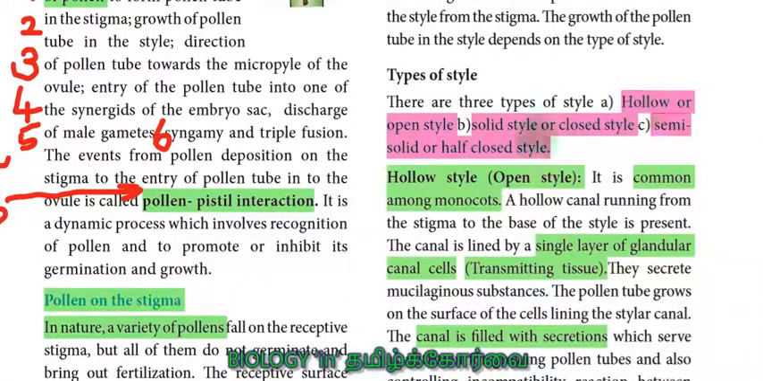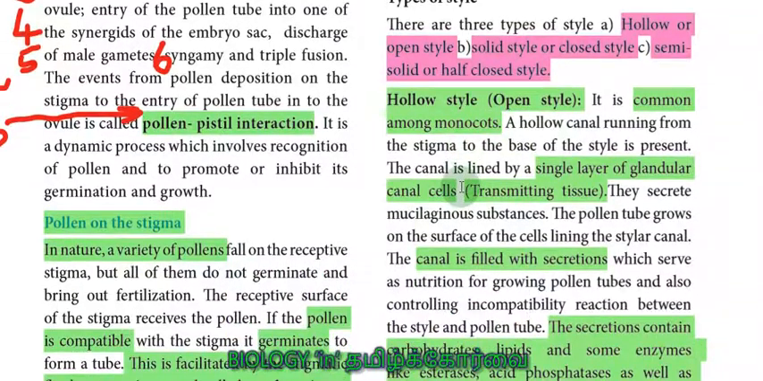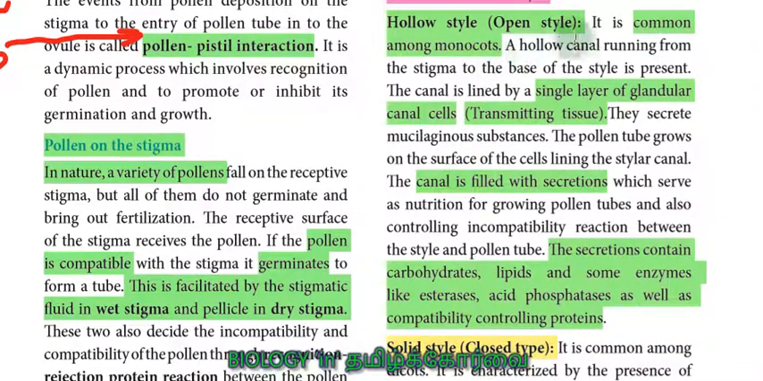One is hollow or open style. Second one is solid or closed style. Third one is semi-solid or half-closed style, which is a combination of both hollow and solid. First, let us see the hollow style. It is also called open style. It is common among monocots.